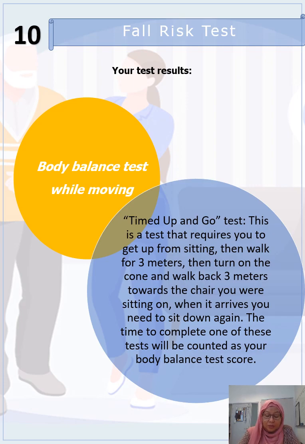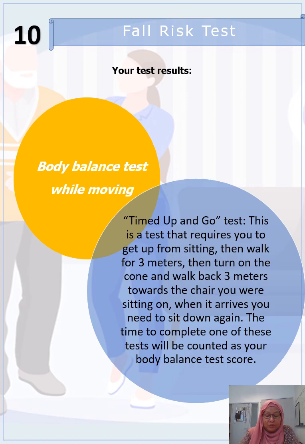With regards to the body balance test while moving, we can also do the Timed Up and Go test. This is a test that requires you to get up from sitting, then walk for 3 meters, then turn on the cone and walk back 3 meters towards the chair you were sitting on.